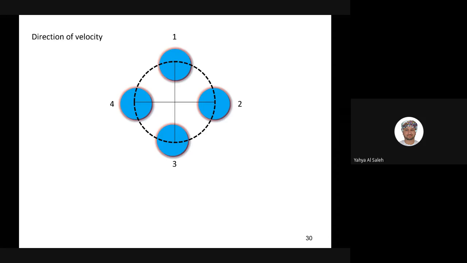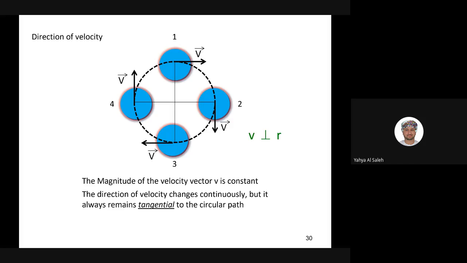Remember in the PIQ we did in the previous lecture, where we looked at the directions of the velocities when something was going in a circle? Does anyone remember what will be the directions here for 1, 2, 3, and 4? Tangent line. It will be tangential. So if I assume this circle is going clockwise, then my velocity is going to be tangential at all times. So the direction changes, but it always remains tangential to the circular path.